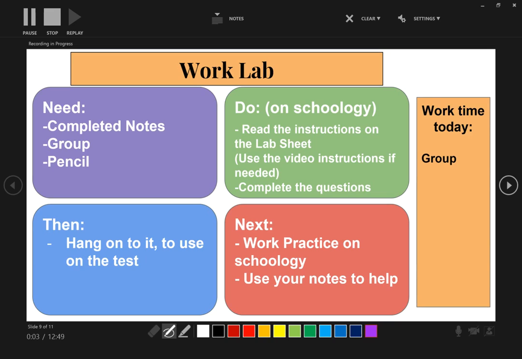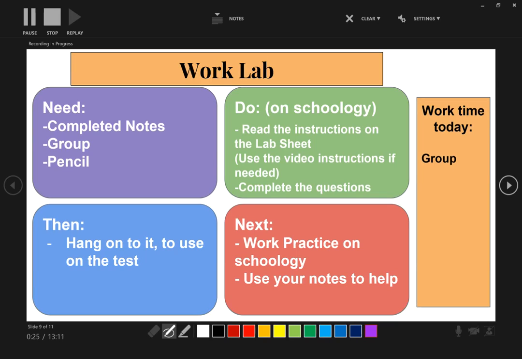Okay, make sure to answer the summary question. Now you guys have a work lab. So use your completed notes, a group, and a pencil. Read the instructions on the lab sheet. Use the video on Schoology if needed to further the instructions. Complete the questions. Hang on to it to use until the test.